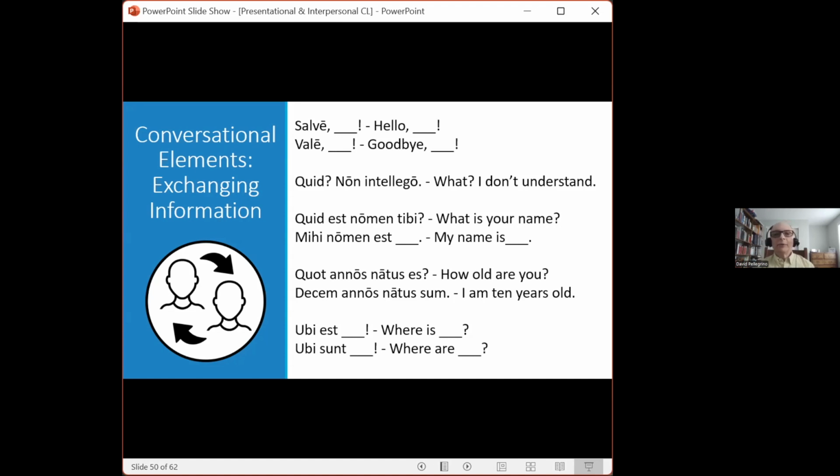Gimkit and Blooket and other online games like that can really help students practice these things. And of course, it tricks them because they think they're having fun, they think they're playing a game, but they're really practicing what we want them to practice.